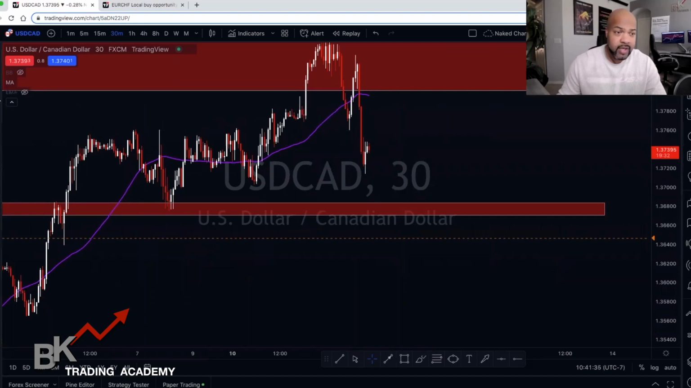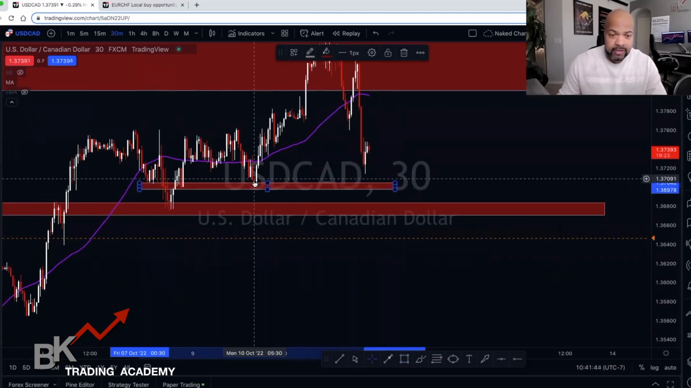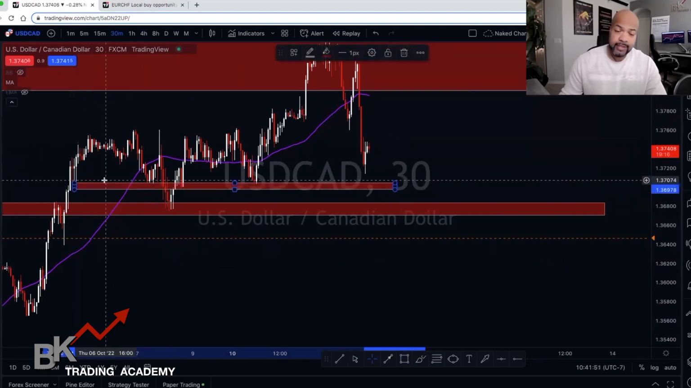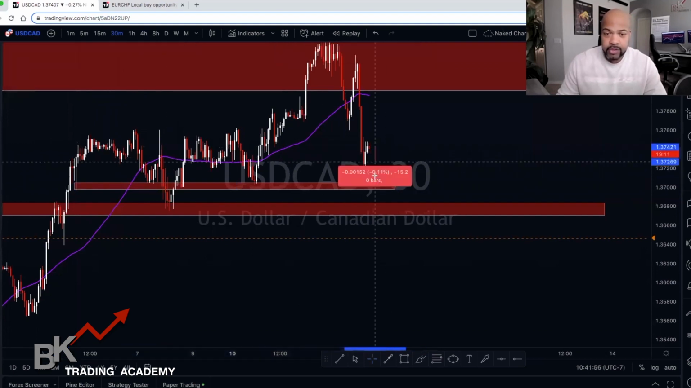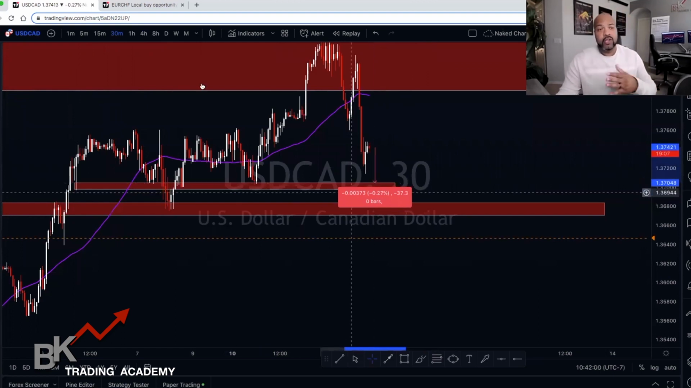So I can go ahead and grab my rectangle tool here, and I can see that this was a support zone right here, right? It bounced off of this area right here multiple times. If I bring it over more, this long wick shows us that this was a support zone as well. So where price is currently at to here, that's about 37 pips. So you can see as you go lower and lower in your time frame, now you're planning on being in a trade for a shorter amount of time, but you're collecting smaller pips.